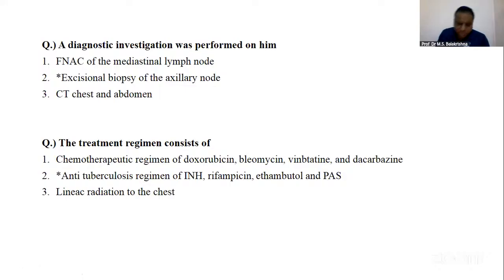Now the same question is continuing. A diagnostic investigation was performed on him. The lymph nodes are there, so excisional biopsy of the axillary node; it is easily accessible. Then the treatment regimen consists of, these are all suggestive, lymph node is involved, so it is all suggestive of tuberculosis. So anti-tuberculosis first line drugs: INH, rifampicin, ethambutol, and PAS. That will be done.